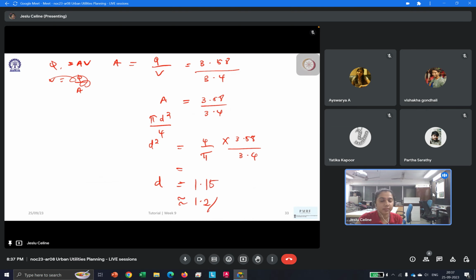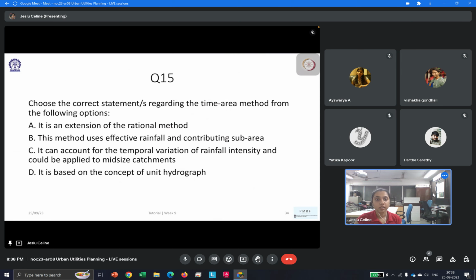Okay, did everybody get this answer? Yes, ma'am. Okay, very good. So then we can proceed further. No doubts in the previous question, right? Shall we move to the next question? Just a quick confirmation. Aishwarya, can we move? Okay, very good.